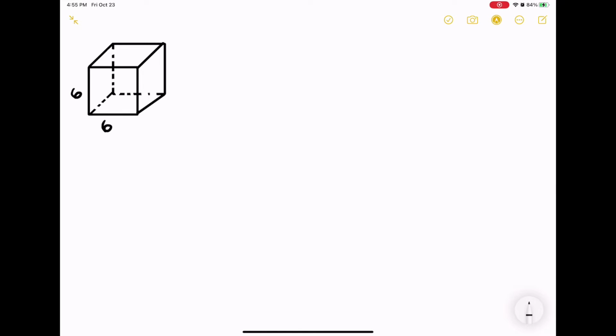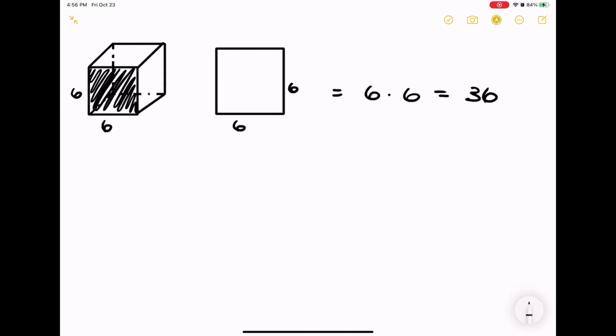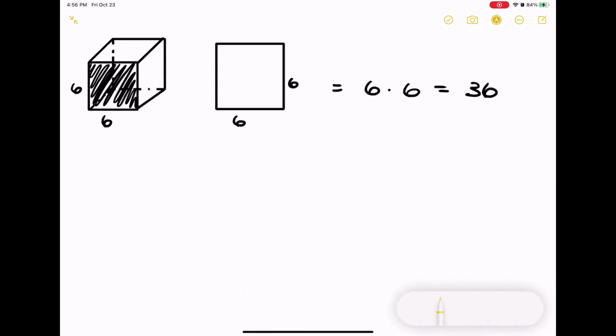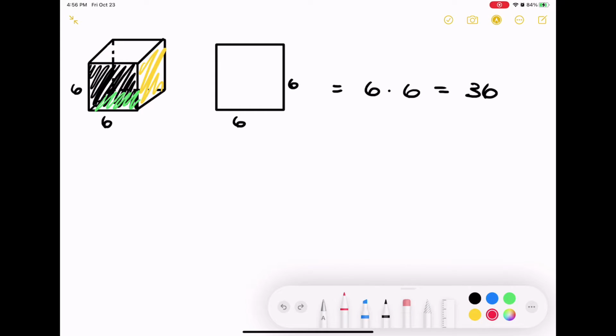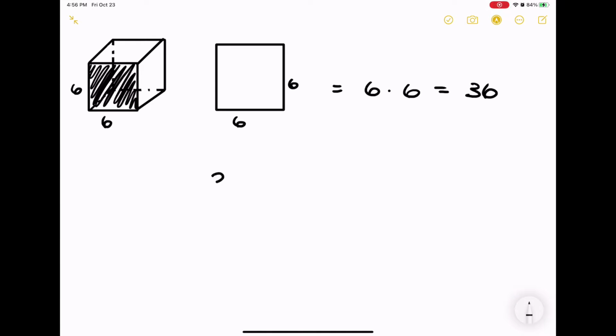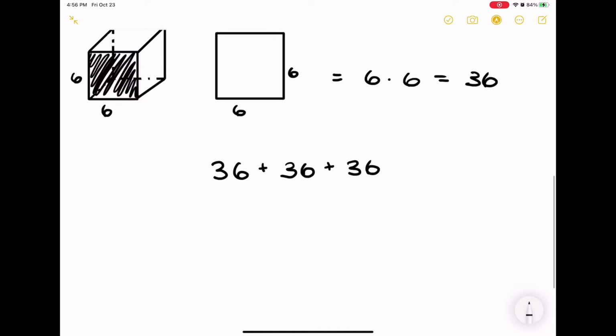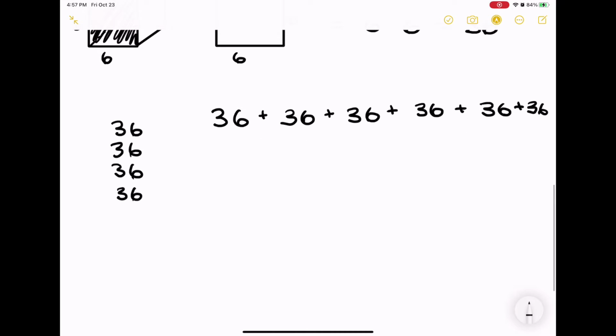Let's say the cube is 6 by 6 by 6. So we have our cube, and one side is 6 by 6, which is 36. Now we have to do this another 5 times, because there are 6 total faces. And if you're wondering how I got 36, 6 times 6, go ahead and watch my video about exponents. Now if we do 36 plus 36 plus 36, just 6 times, then we should get the surface area, because we're getting the area of all the different sides added up.